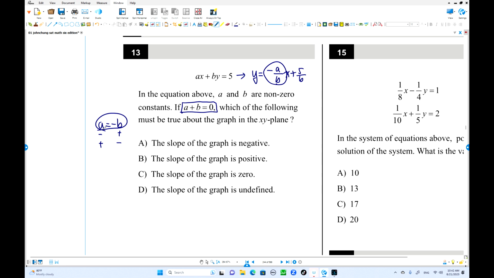But also you can replace with what? A, replace with negative b. A equals negative b. That's the slope, okay? Negative b over b. That's the slope. What is the slope? 1. Okay, that is a positive slope. Slope of the graph is positive, which is 1.